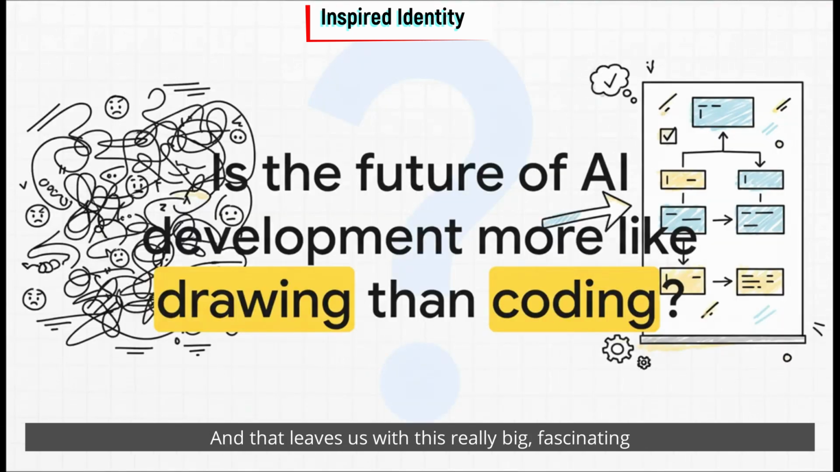And that leaves us with this really big, fascinating question to chew on. As these visual tools get better, smarter, and easier to use, are we watching the very nature of AI development change right before our eyes? Is building the next generation of AI going to feel less like programming and more like drawing a blueprint? It's a massive shift to think about, and it could change everything about who gets to build our future.